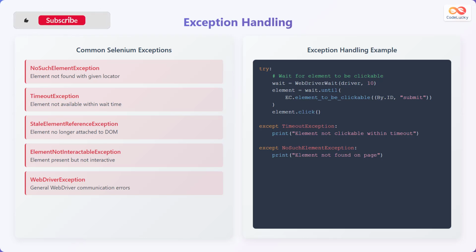Proper exception handling involves using try-catch blocks around potentially problematic operations. For example, wrap element finding and interaction code in a try block, then catch specific exceptions like timeout exception and no such element exception to provide meaningful error messages and alternative actions.